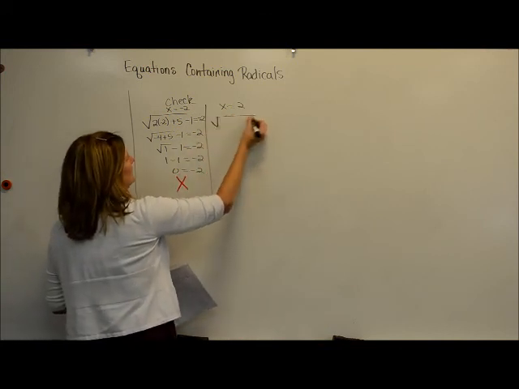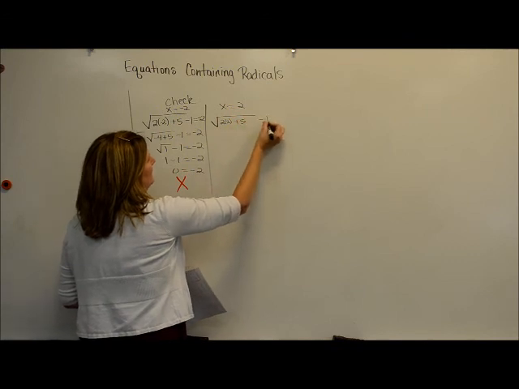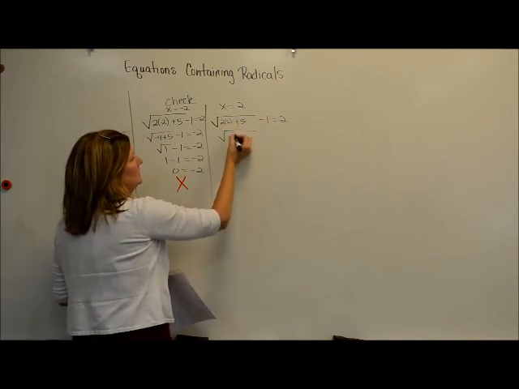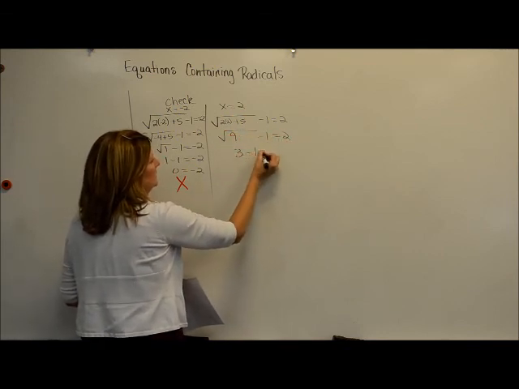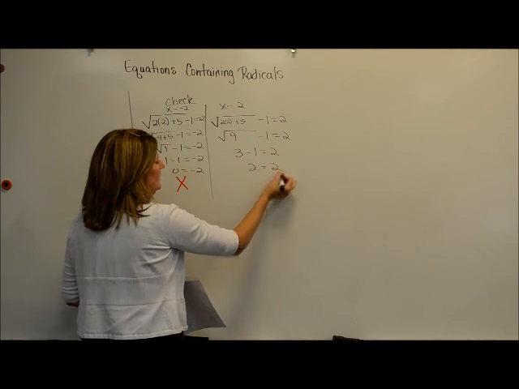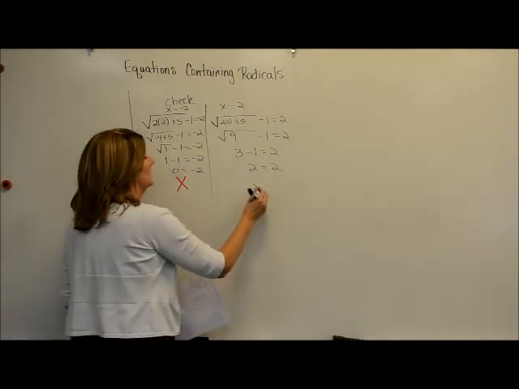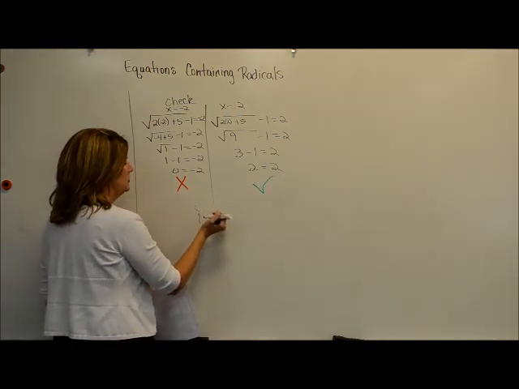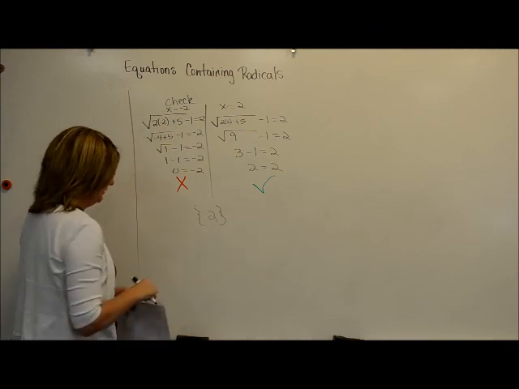So hopefully this one works. So I have 2 times 2 plus 5 minus 1 equals 2. So what I have here is 4 plus 5 is 9 minus 1 equals 2. Square root of 9 is 3 minus 1 equals 2. And 2 equals 2. And that looks to me to be a good one. That one will work. So my answer here, my root is 2.